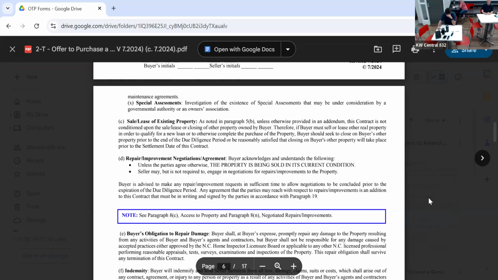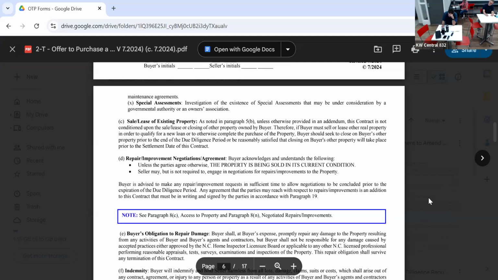Sale or lease of existing property, is or is not. This is a big one. To explain this, all properties in North Carolina are sold as is. There does not need to be an as-is addendum. Some attorneys have drafted as-is addendums redundantly just to remind people that it's as is. The contract itself very clearly says the property is being sold in its current condition, unless otherwise agreed upon.